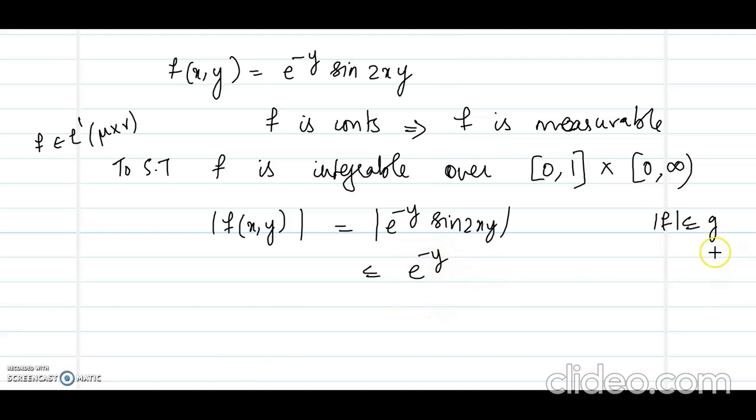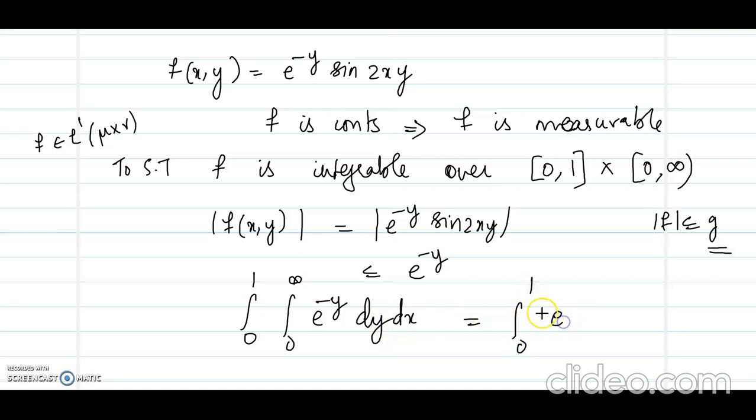This will be a function of the form g. Now let us first check whether this function g is integrable. On the given domain, the closed interval 0 to 1, 0 to infinity, e power minus y dy dx, once we take it, that will be integral 0 to 1. So this is going to be minus e power minus y from 0 to infinity dx. Then we will be getting integral 0 to 1, 1 as the value. So 1 dx, integrating again, the final value is going to be 1, which is a finite value.